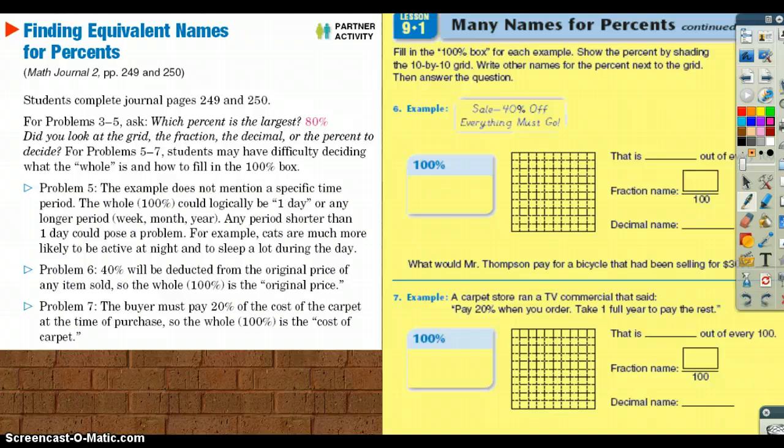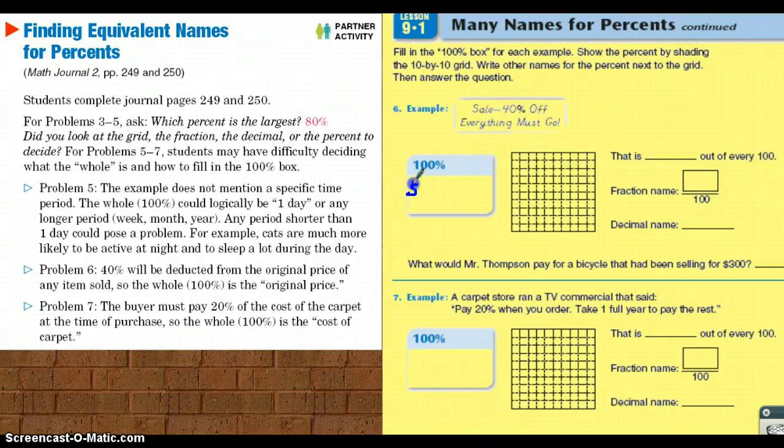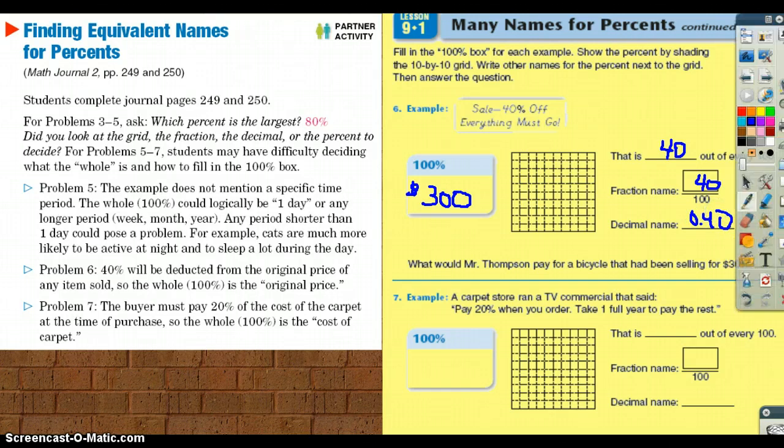So the whole 100% is the original price. So the original price is that $300. But the sale is 40% off. So that's 40 out of every 100 you're going to get off. So the fraction is 40 hundredths. The decimal is 0.40. So what would he pay for that $300 bicycle?